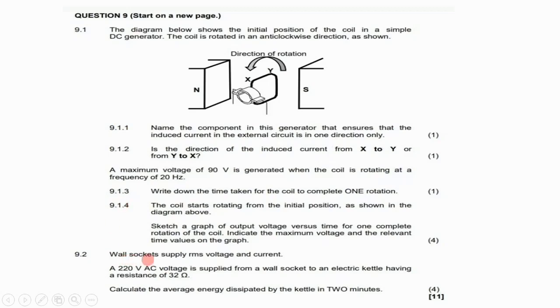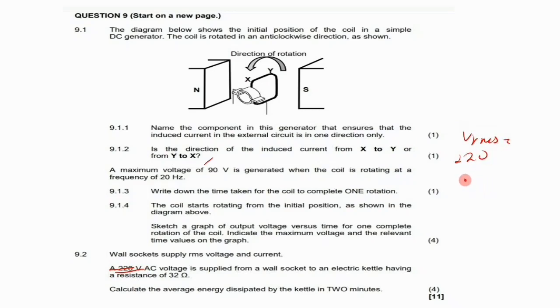Okay, so we have 9.2. It says wall socket supply RMS voltage and current. Then they say a 220 volts AC voltage is supplied from a wall socket to an electric kettle having a resistance of 32 ohms. Then it says calculate the average energy dissipated by the kettle in 2 minutes. So let's try to highlight all the data that we have here. We have the 220 volts, which is the VRMS.